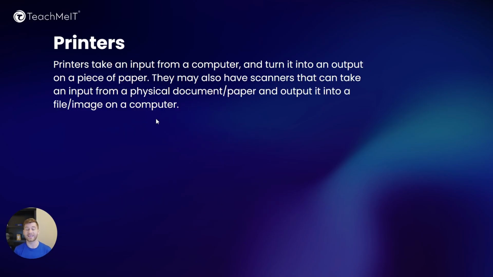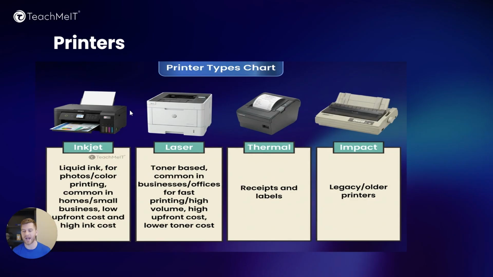Printers are simple. They take an input from a computer or another device and they turn it into an output, something on a piece of paper that gets printed out for you to have in the real world and that you can physically see. Printers usually also have scanners where they can scan a page, which is the input, and then they can output it to the computer as an image file or a PDF in general. Let's look at the types of printers here.